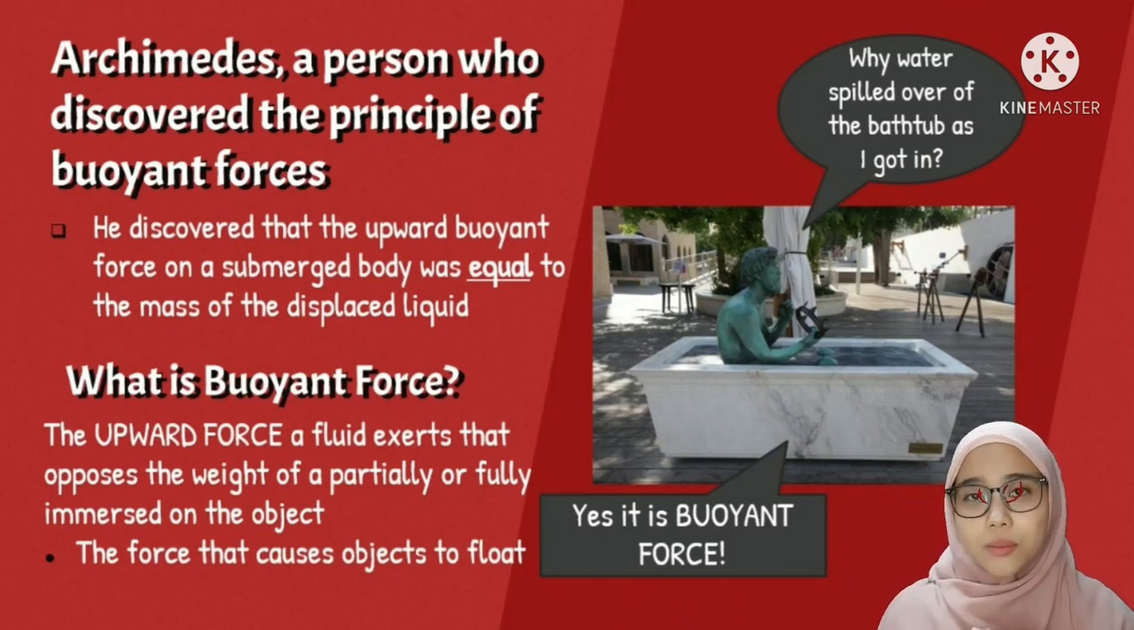Before that, let's talk about buoyancy first. Archimedes, who discovered the principle of buoyant force, discovered that the upward buoyant force on a submerged body is equal to the weight of the displaced liquid. So what is buoyant force? Buoyant force is the upward force a liquid exerts that opposes the weight of a partially or fully immersed object, and this force causes the object to float.